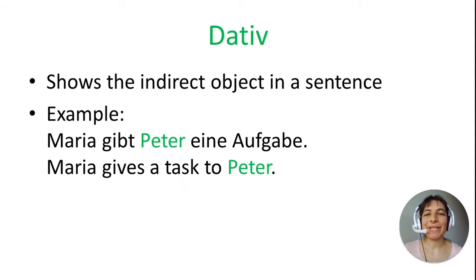Dativ shows the indirect object in a sentence. For example, Maria gibt Peter eine Aufgabe. Peter, that's the indirect object, that's why it's in Dativ.